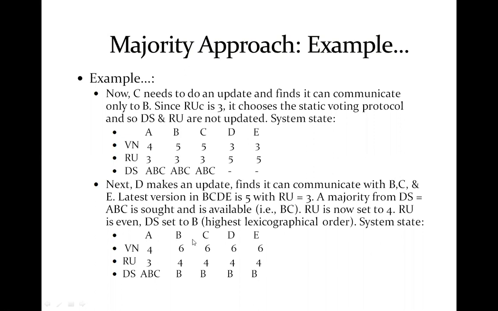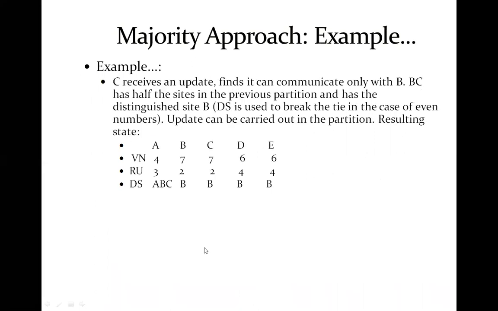So it means there is a partition called BC in the form of a set. And this BC contains exactly half the sites in the partition and contains the distinguished site, that is B. So this update is being carried out in the partition B and C, and so B and C will be updated and it will become 7 and 7. So whenever C is going to receive an update, it finds that it can communicate with B. And BC has half of the sites in the previous partition and has the distinguished site B.